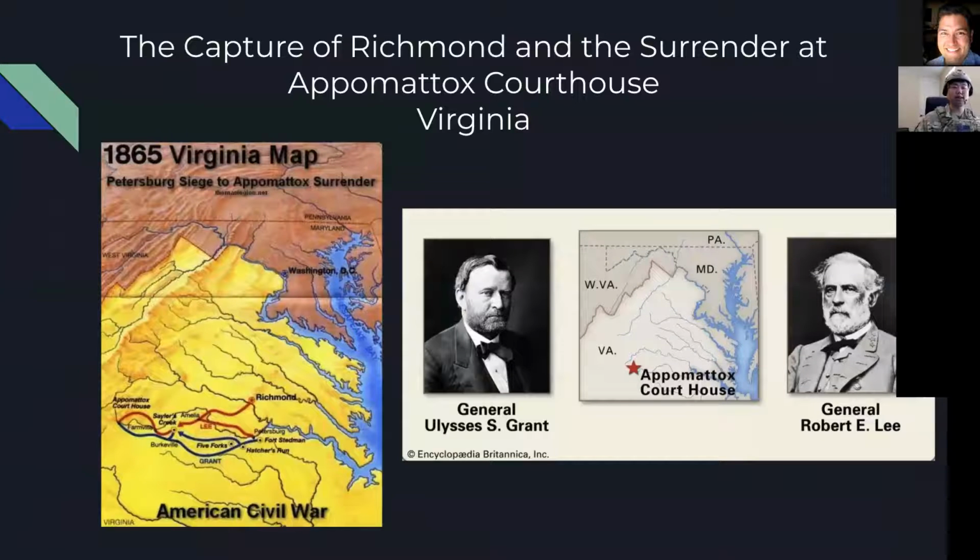We're going to be talking about the last two events here. The capture of Richmond and the surrender at Appomattox Courthouse. These two events happened in the state of Virginia. And the two major figures here that you want to remember are General Ulysses S. Grant here on the left and General Robert E. Lee on the right. Now, next slide, please, sir.